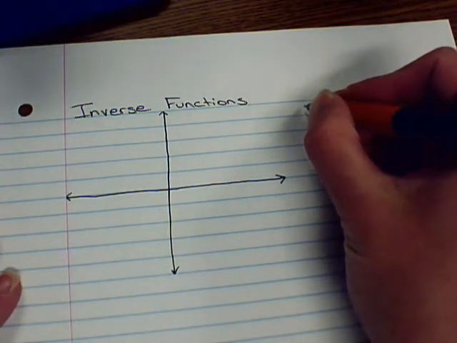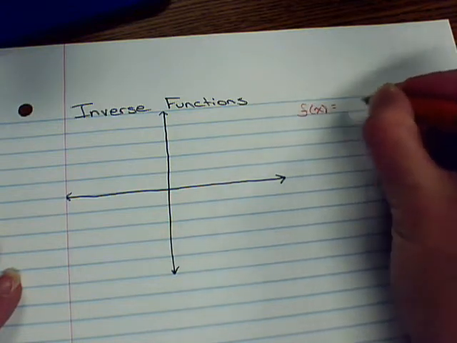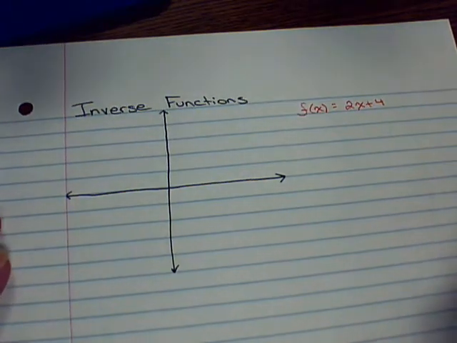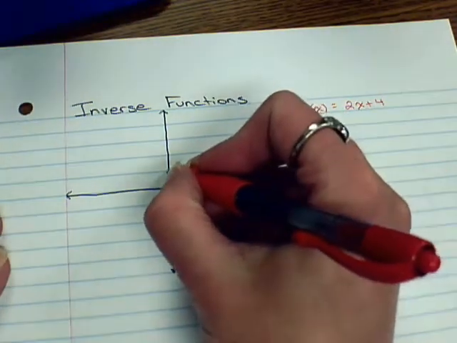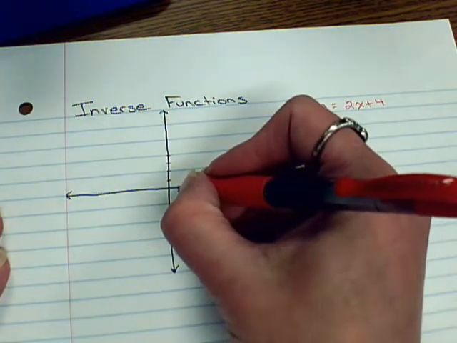Let's look at a couple of functions. I want to look at their relationship. f of x equals 2x plus 4. Let's go ahead and graph that. Well, we know the y-intercept is 4. 1, 2, 3, 4. Slope of 2.